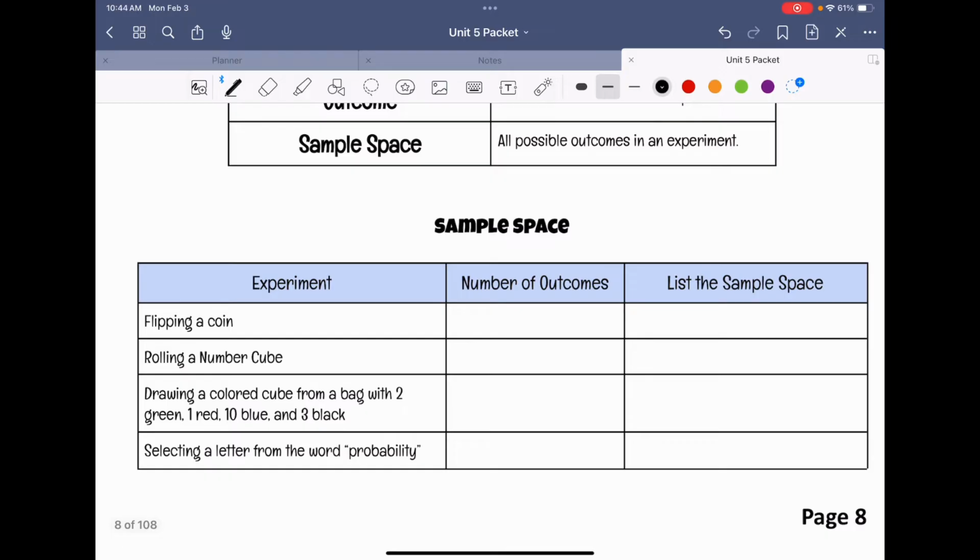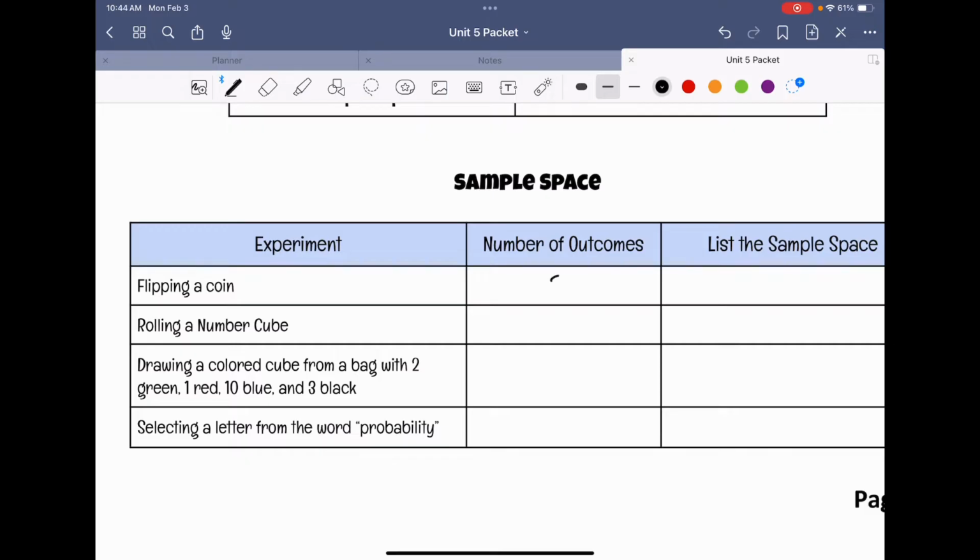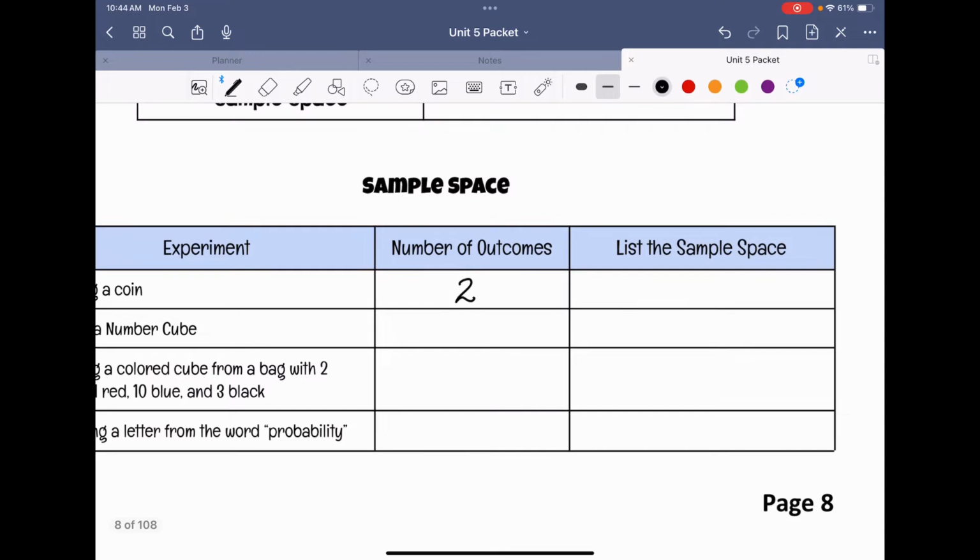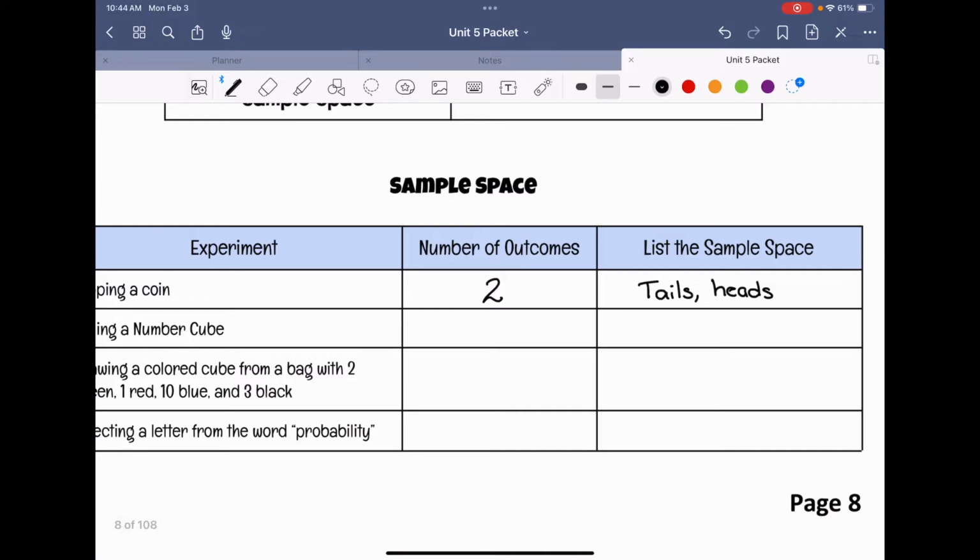If we're doing an experiment, like flipping a coin, there are a total of 2 outcomes. Specifically, those 2 outcomes could either be tails or heads. That is my sample space. If I am rolling a number cube, there are 6 different sides, each labeled with a number 1 through 6. So there are a total of 6 outcomes, where those outcomes are 1, 2, 3, 4, 5, or 6.